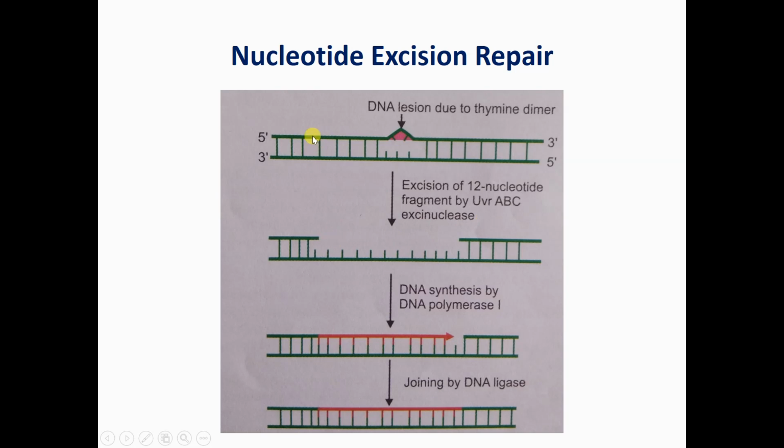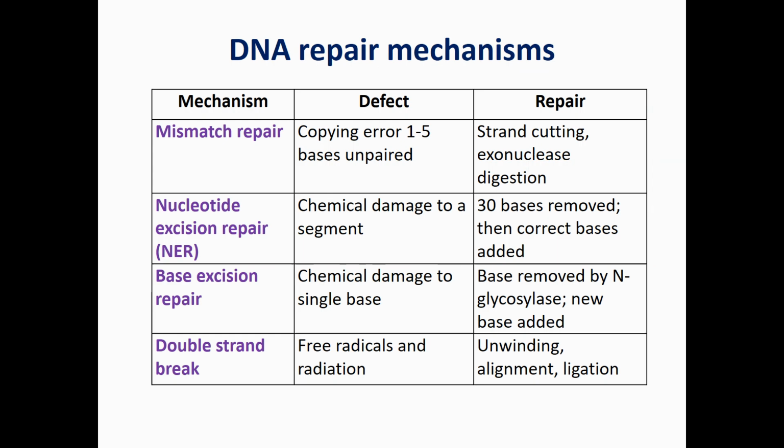So what will it do? It will produce a cut on both sides, here and here. So a small fragment which includes the DNA lesion is removed. After removal of the fragment, DNA synthesis occurs by DNA polymerase 1 in prokaryotes. As some nucleotides are already present, it will add the actual deoxyribonucleotides which are complementary to the opposite strand. Once the last nucleotide is reached, a nick is present. This nick is sealed by the DNA ligase enzyme. So that is about nucleotide excision repair.